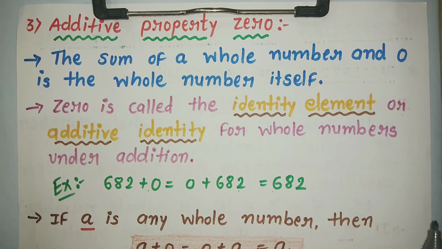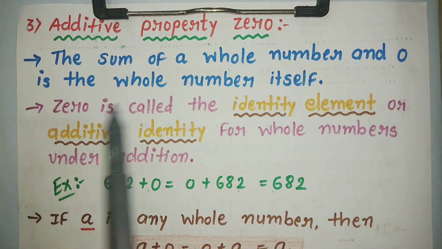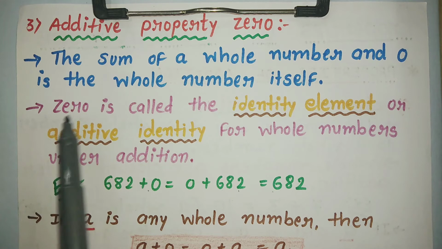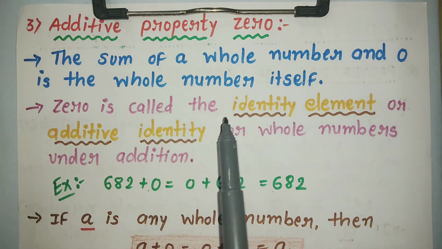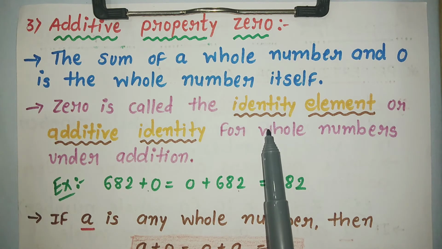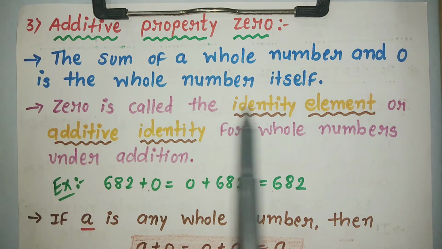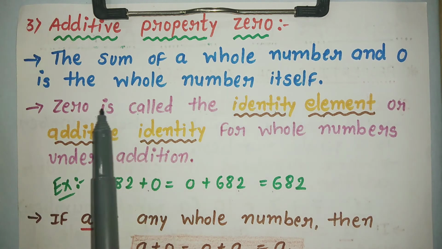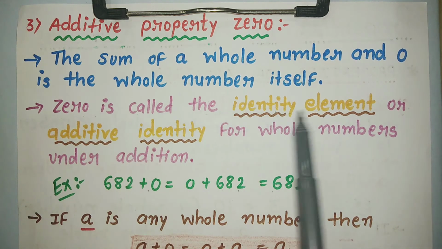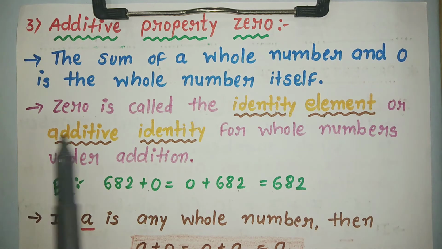5 plus 0 equal to 5. 3 plus 0 equal to 3, 1 lakh plus 0 equal to 1 lakh. So what is the meaning of this property? If I do 5 plus 0 equal to 5, 7 plus 0 equal to 7, it means if I am adding 0 to any number, our answer will be the same. So here, what is 0? 0 is called the identity element, or additive identity.